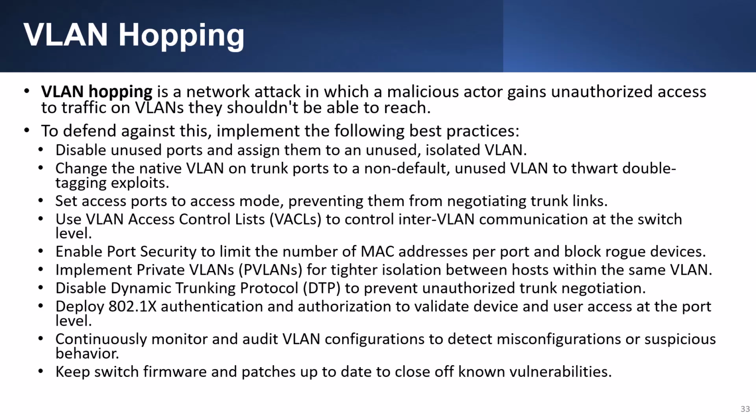Set access ports to access mode, preventing them from negotiating trunk links. Use VLAN access control lists to control inter-VLAN communications at the switch level. Enable port security to limit the number of MAC addresses per port and block rogue devices. Implement private VLANs for tighter isolation between hosts within the same VLAN. Disable dynamic trunking protocol to prevent unauthorized trunk negotiation.